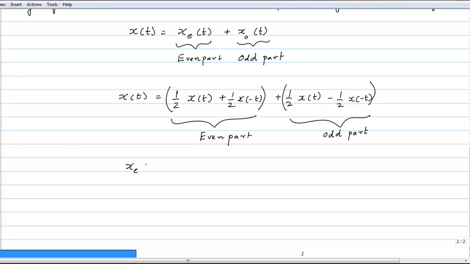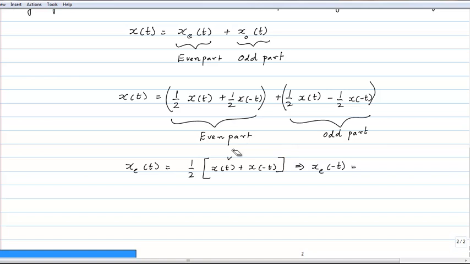Well, if I define x e of t as half of x of t plus x of minus t, now you can see that x e of negative t, what is x e of negative t? Well, it's whatever I obtain by replacing t by minus t in this expression, right?